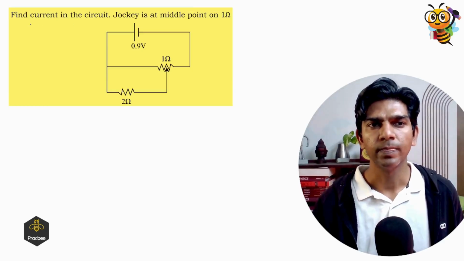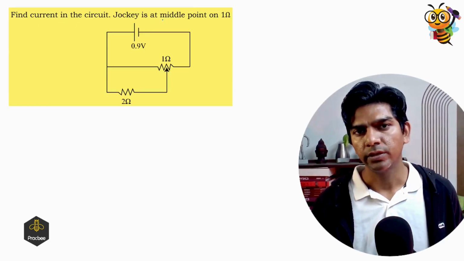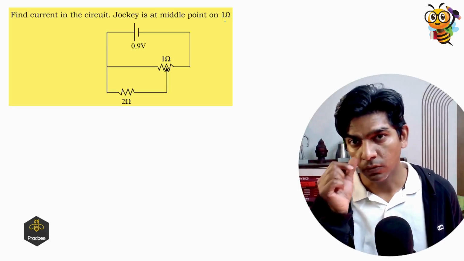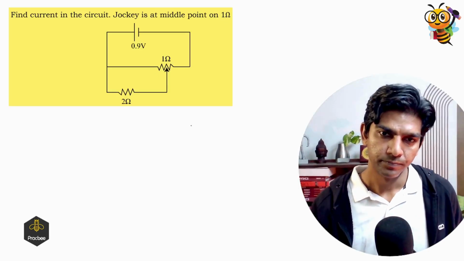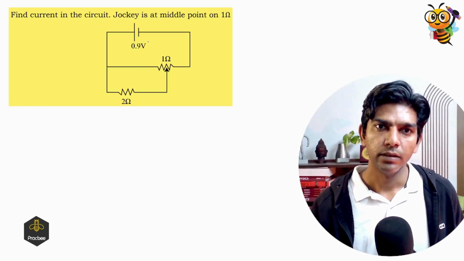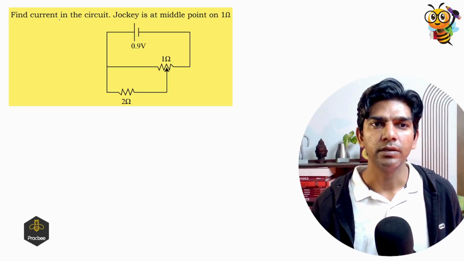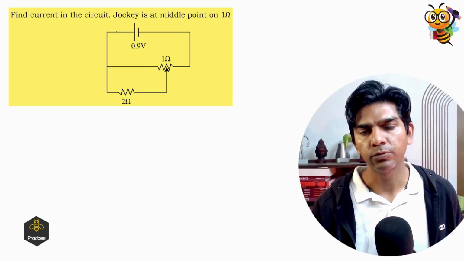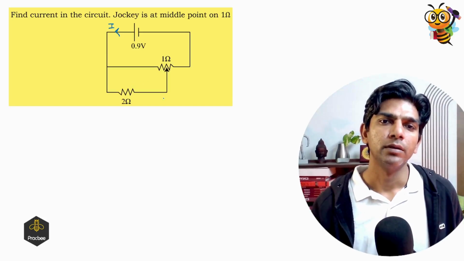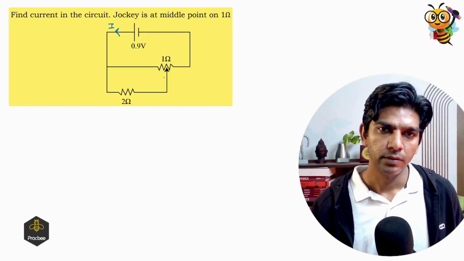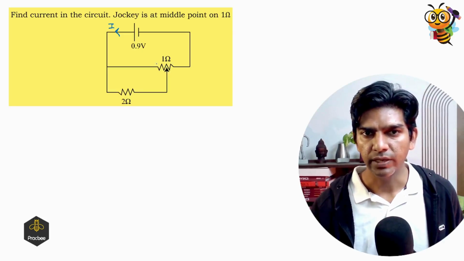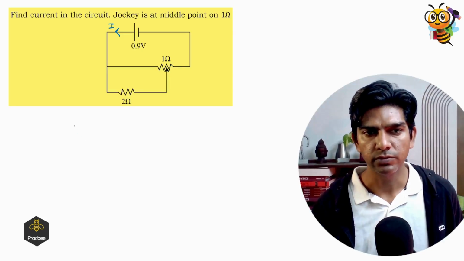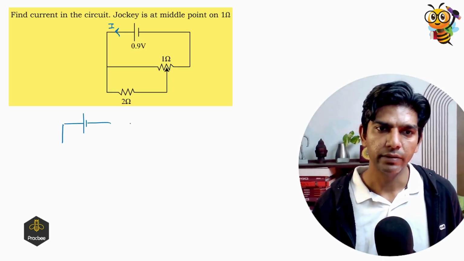Now let us see this question. Find current in a circuit. Jockey is at the middle point on 1 ohm. So okay, right. So we have 1 ohm and we have to find the current in the circuit. So we have to find the current supplied by the battery. So it is in the middle. So we can say to the left we have 0.5 ohms, to the right we have 0.5 ohms. Let me draw the equivalent circuit. So we have a battery of 0.9 volt. Here we have 0.5 ohms. Here we have 0.5 ohms.